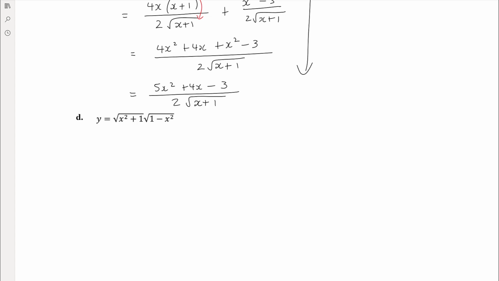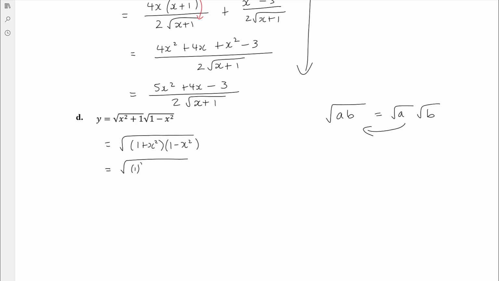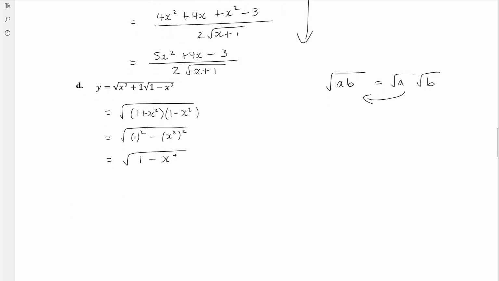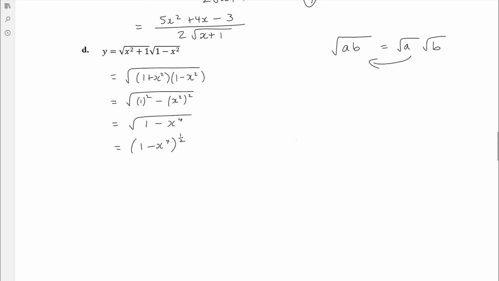So we know that when we have the square root of AB, it's the same as the square root of A times the square root of B, which means this works in reverse. If you're multiplying 2 square roots together, this is just the square root of (x squared plus 1) times (1 minus x squared). Now if I write this as 1 plus x squared, 1 minus x squared, that's a difference of 2 squares. So that is 1 squared minus x squared squared. So it is the square root of 1 minus x to the 4, and in fact we don't need to think about it as a product at all. It's (1 minus x to the power of 4), all to the power of a half, and we can just use the chain rule.